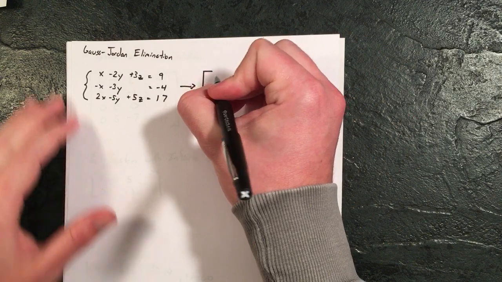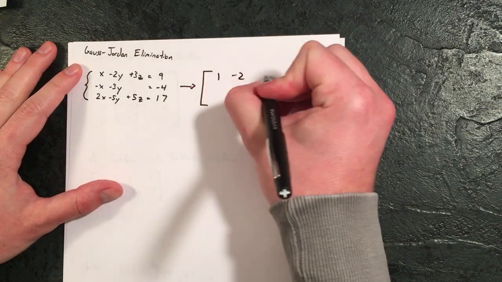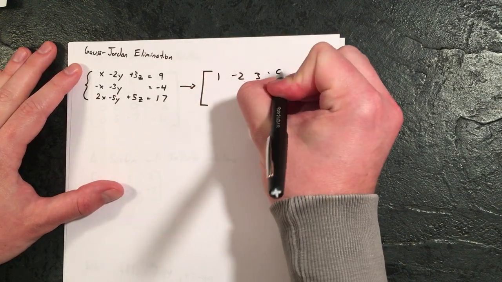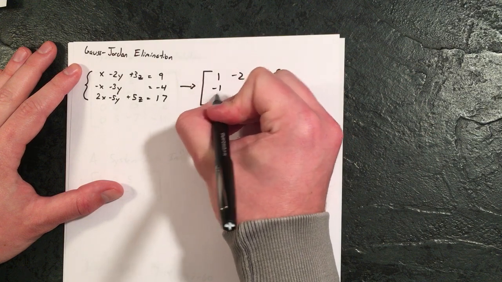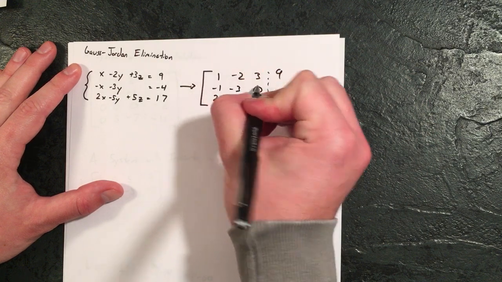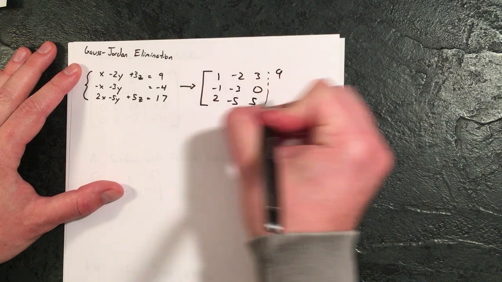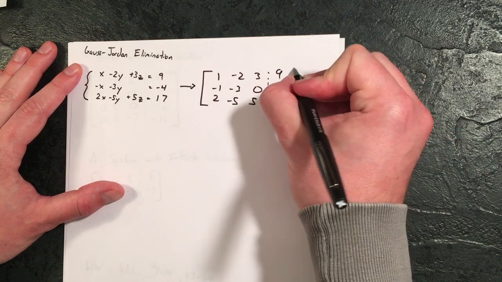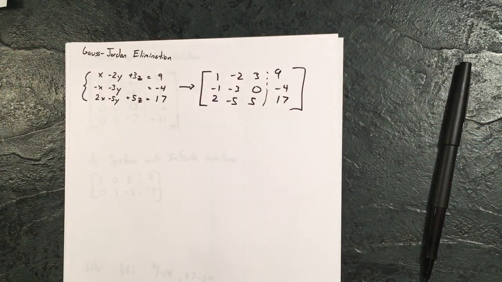Just kind of weird. Okay, 1, -2, 3, 9, -1, -3, 0, -5, 5. Isn't it great just listen to me read off numbers here?